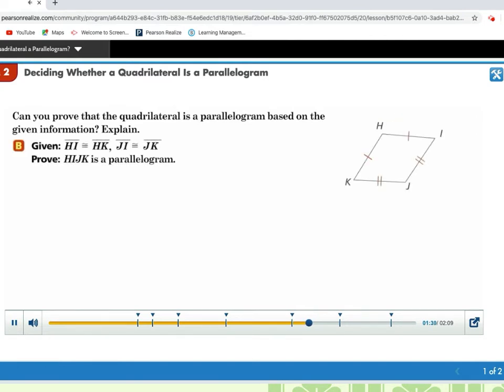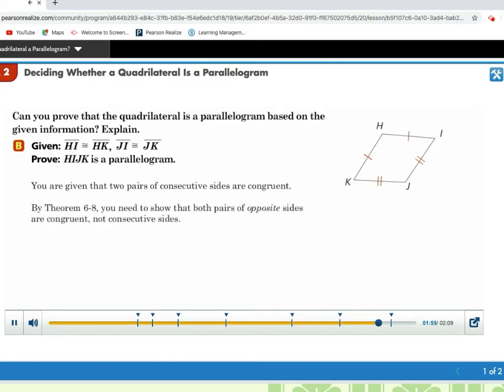Part B. You are given that segment HI is congruent to segment HK, and that segment JI is congruent to segment JK. Can you prove that figure HIJK is a parallelogram? You are given that two pairs of consecutive sides are congruent. But by theorem 6-8, you need to show that both pairs of opposite sides are congruent, not consecutive sides. So no, you cannot prove that figure HIJK is a parallelogram with the information given.